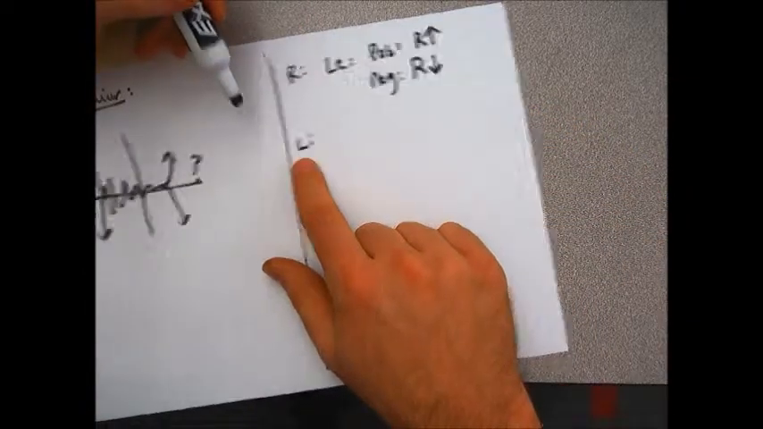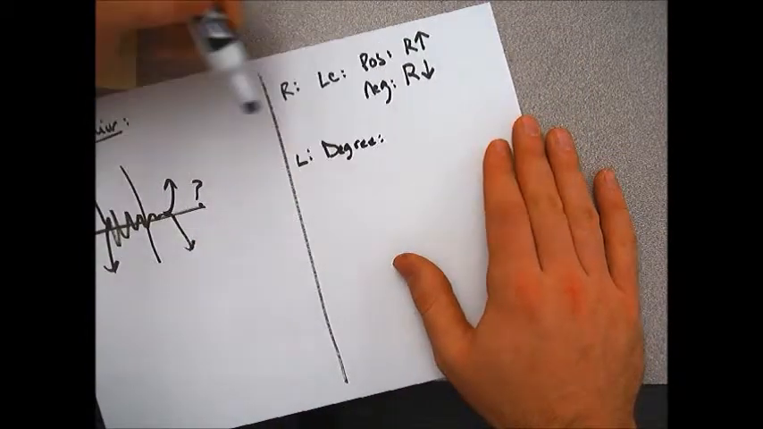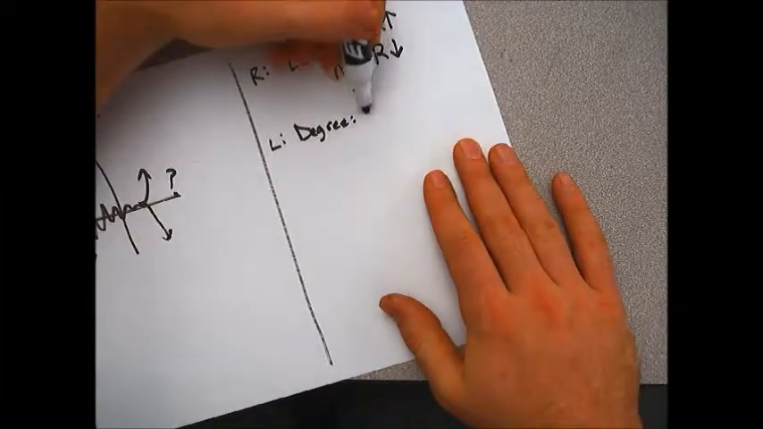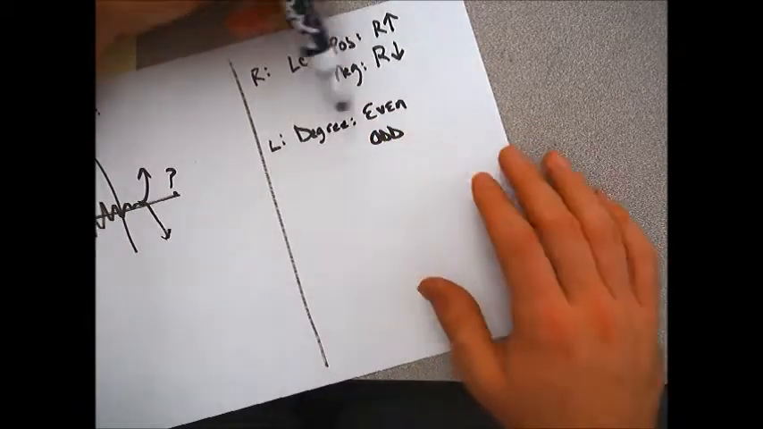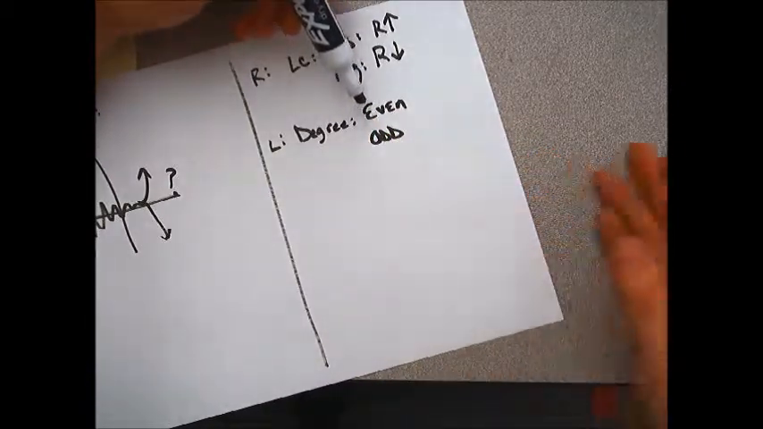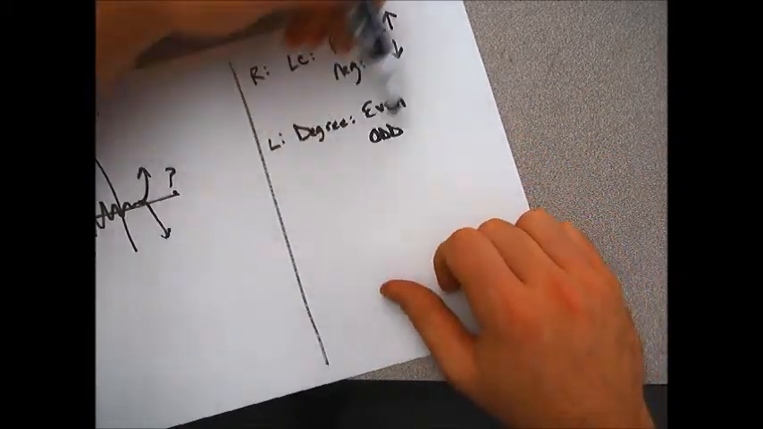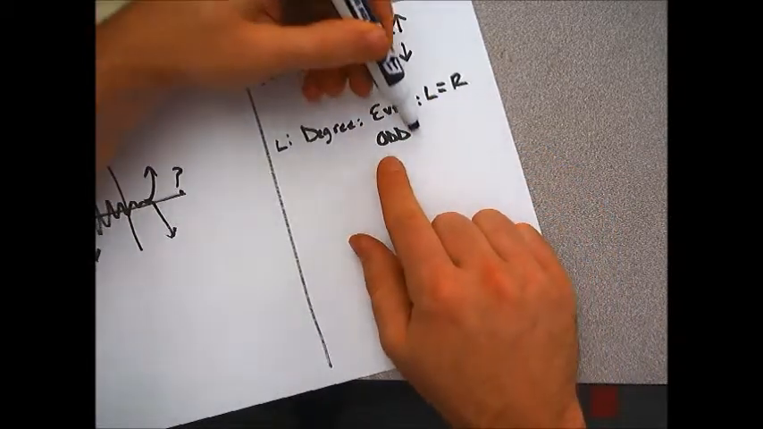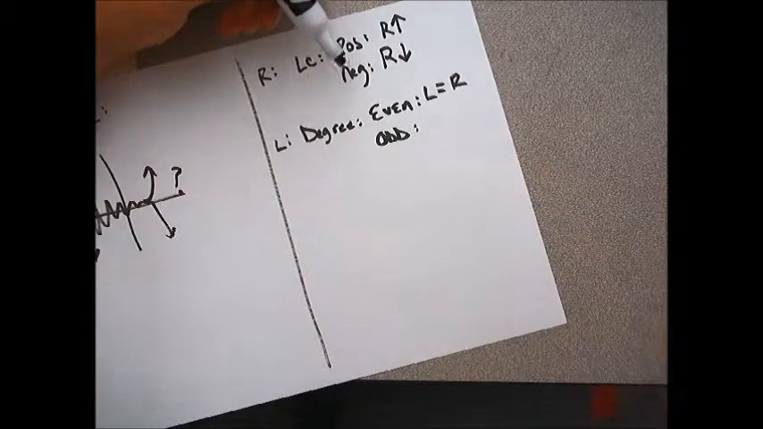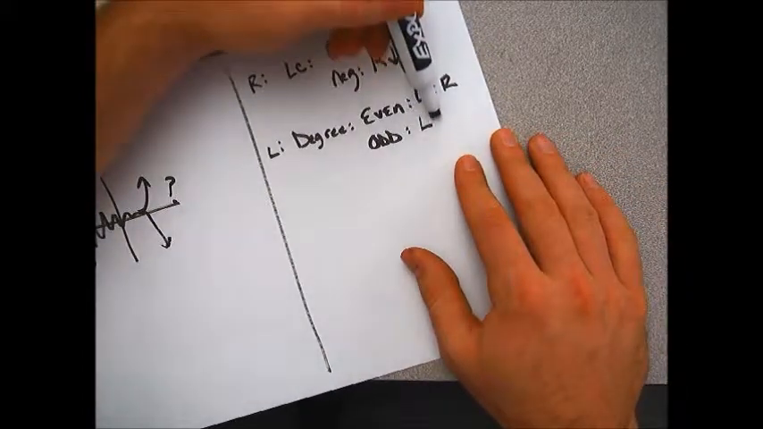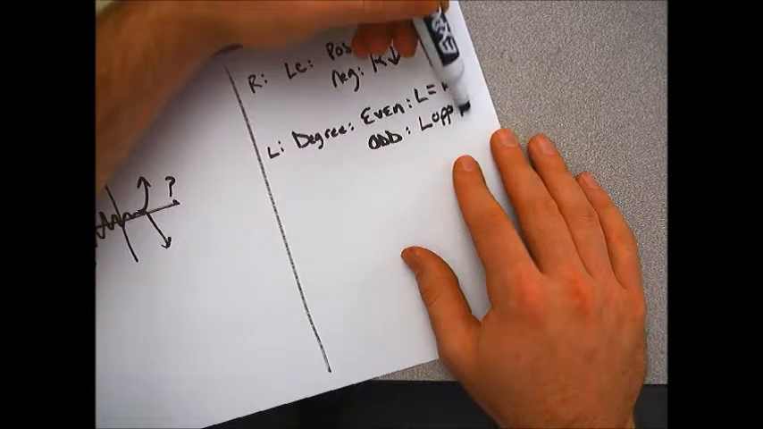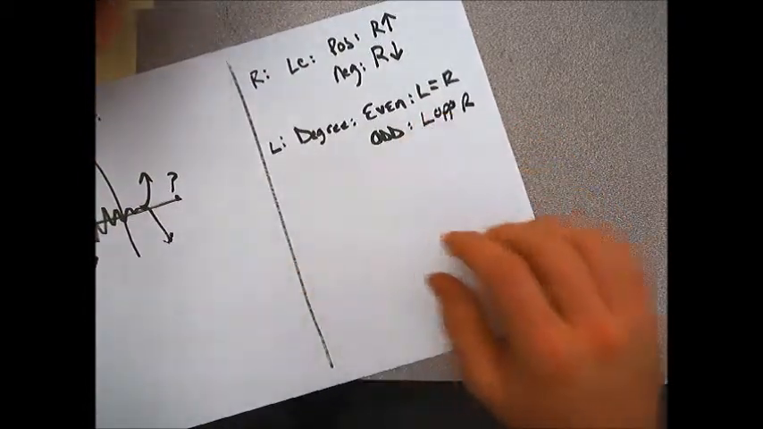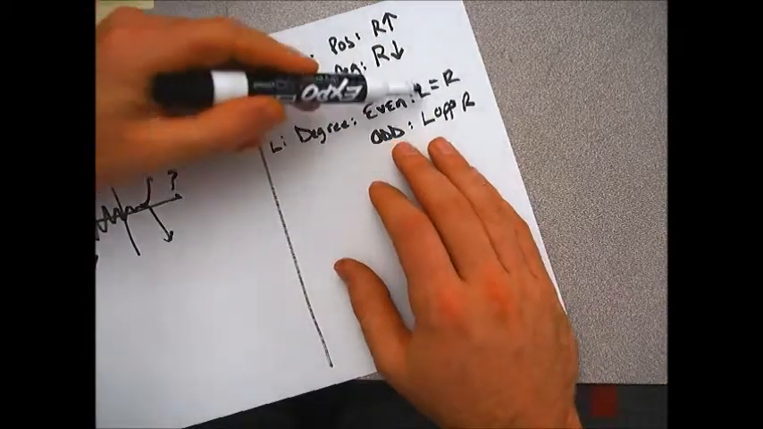Then I want to find out what happens on the left side of the graph. To find that out, I look at the degree. And I ask myself, is the degree even or is the degree odd? And these two words help you see what's going on. If your degree is even, in other words, 2, 4, 6, 8, an even number, the left is equal to the right. Even, equal. If the degree is odd, 1, 3, 5, 7, whatever, the left does the opposite of the right. Odd, opposite.